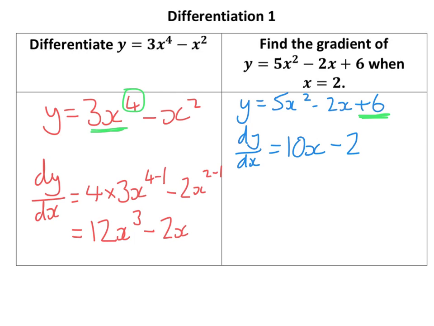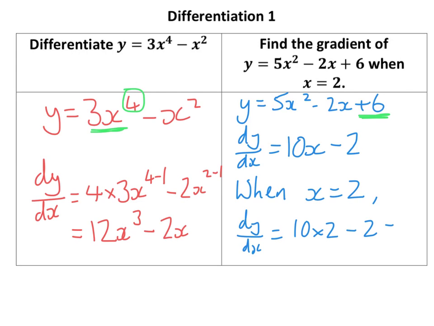Now what I do is substitute in. When x equals 2, dy dx equals 10 times 2 minus 2, which is 18, and that's my answer for that bit. So differentiation is just the initial power of x multiplying by the coefficient of x, whatever it is, and the power goes down.